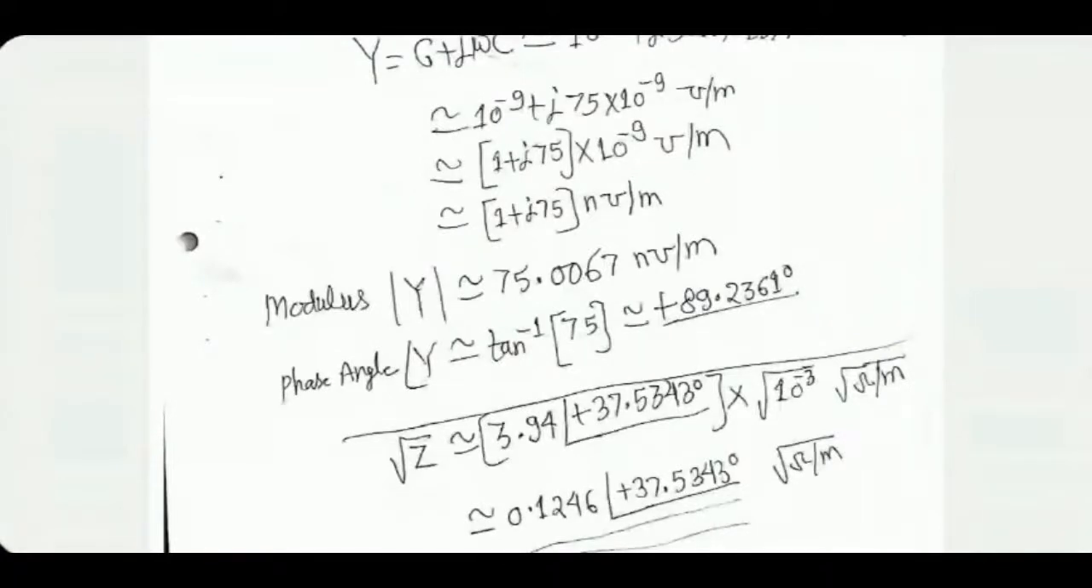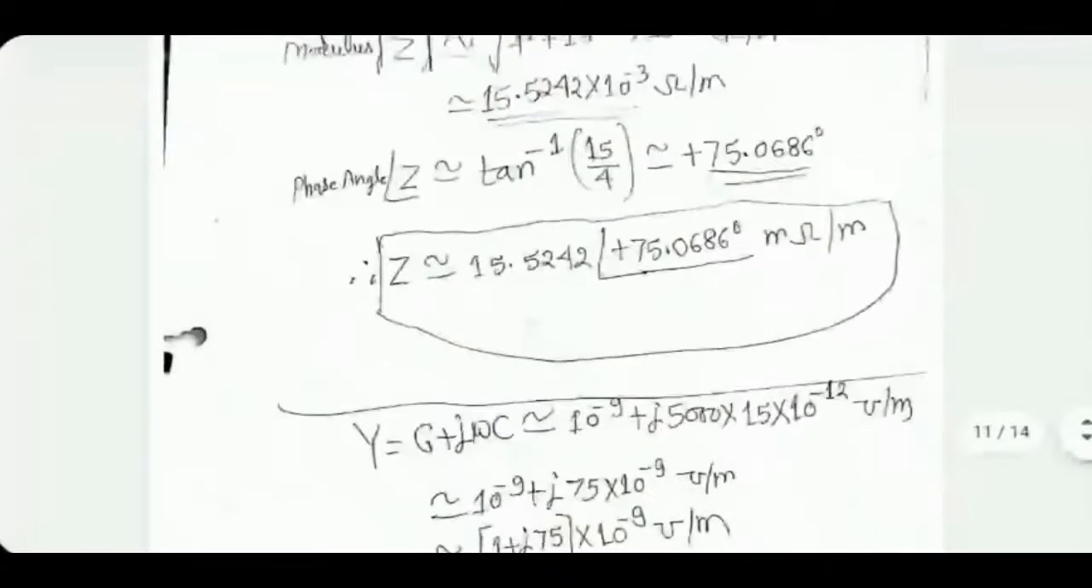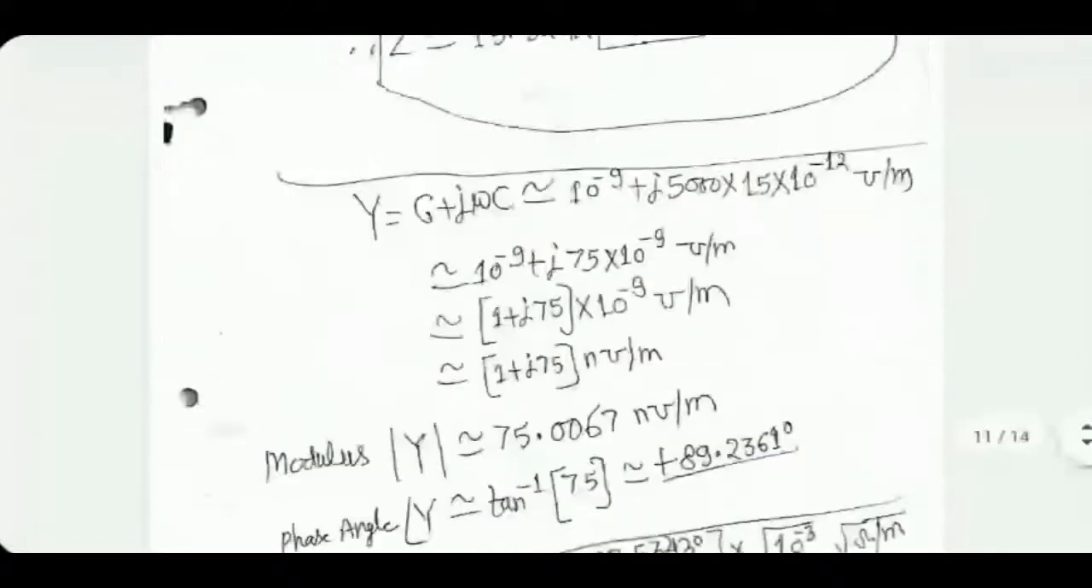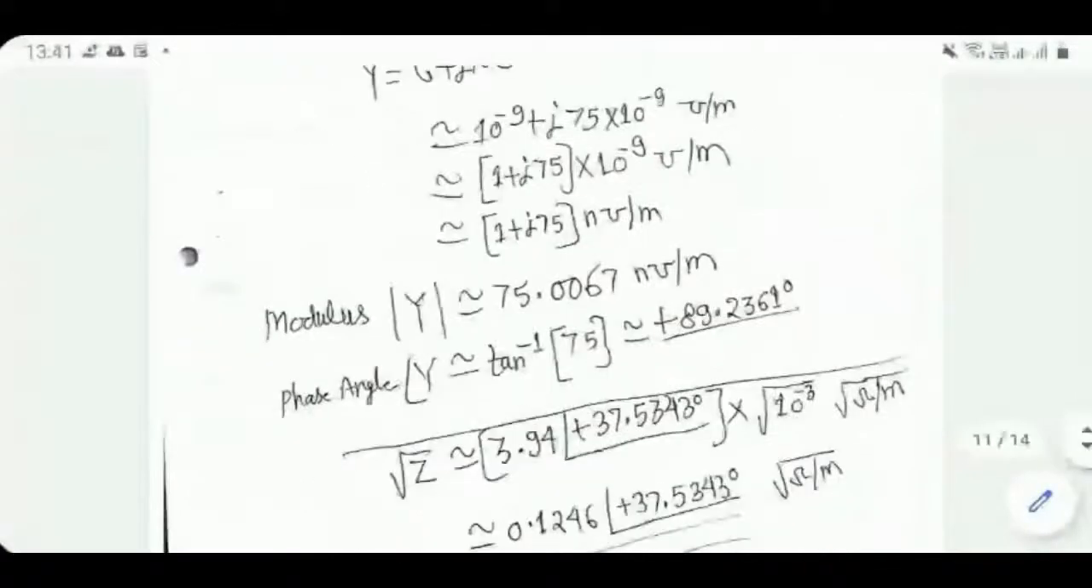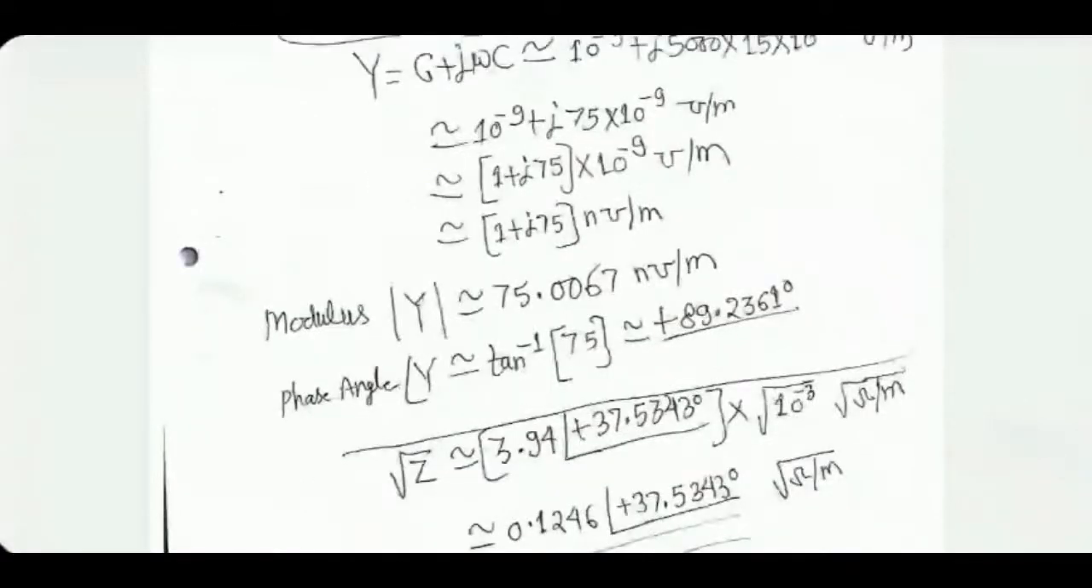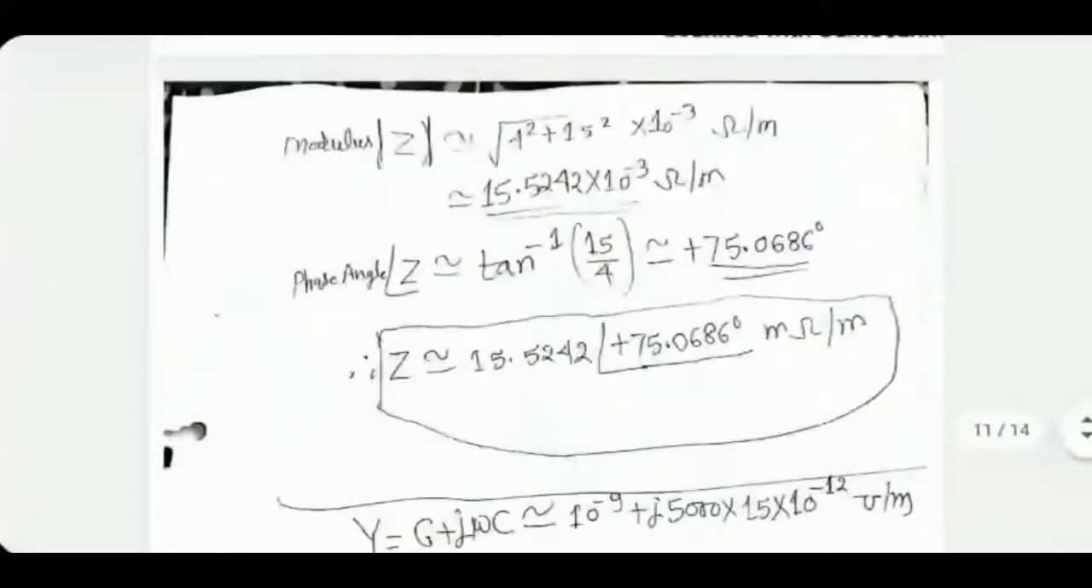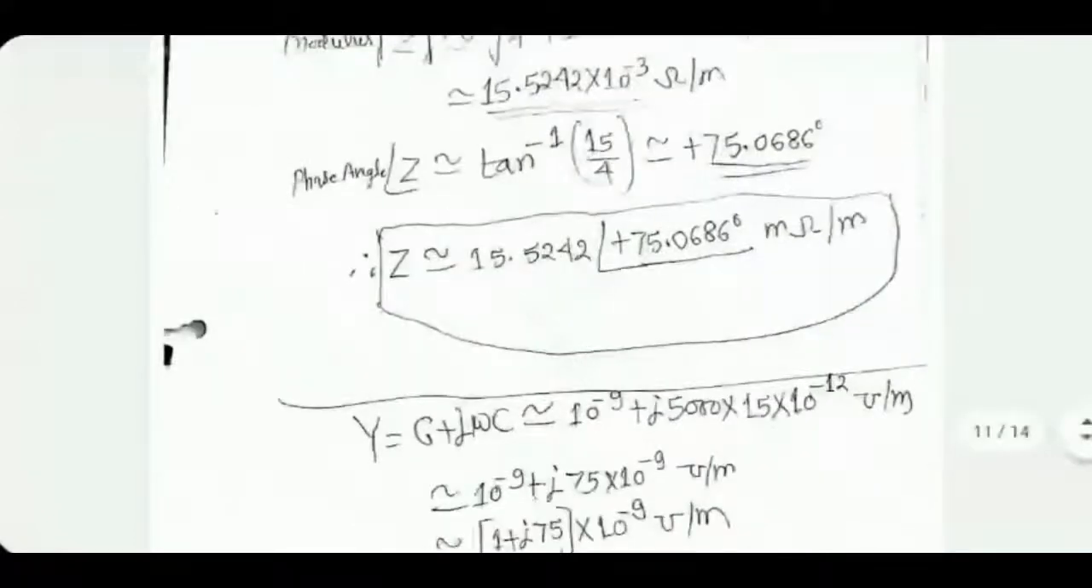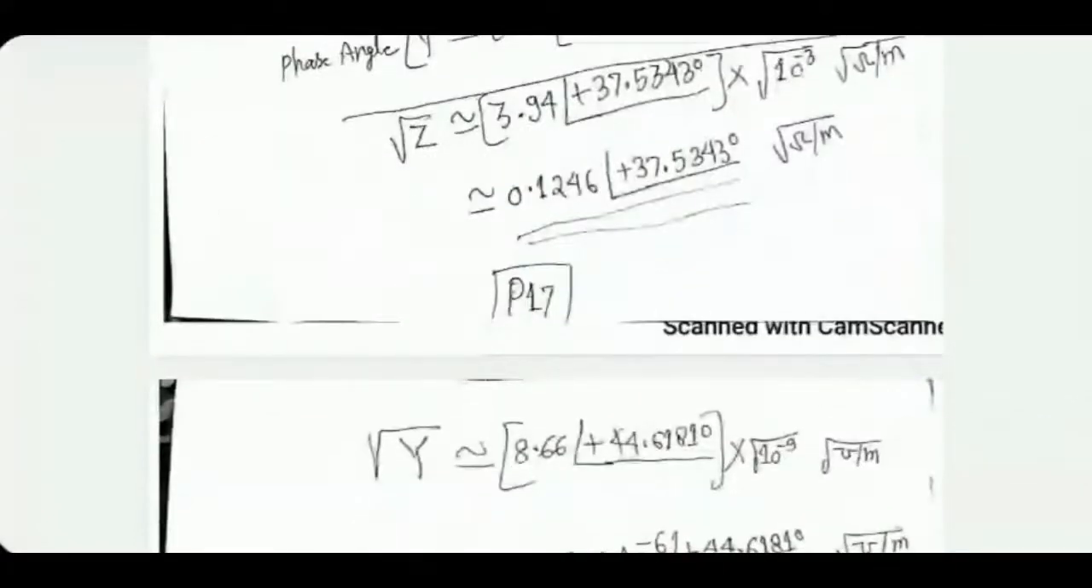Gamma is square root of Z multiplied by square root of Y. Since you are in polar form, it is easy to take square root. In rectangular form, also you can do the square root, but it's more difficult. So I go to this value, take square root of 15.5242, which is approximately 3.94. And since I'm taking square root, the angle will be halved. It will become 37.5343 degrees, okay? And the units, of course, are also square root of the actual unit of Z.